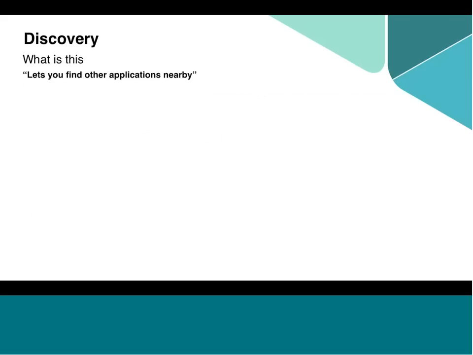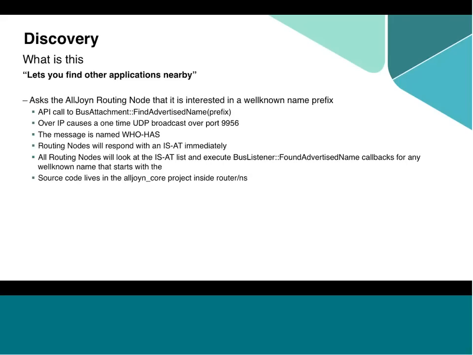So we've gone ahead, we've created a name, we know what we are, we've published what our capabilities are, but how do we find that out? That's all through a process built into AllJoyn called discovery. With that, we're asking the routing node to collect all those UDP isAt packets and send them up to us, and let us know if anything matches a prefix that we're interested in. So this is on the well-known name discovery.